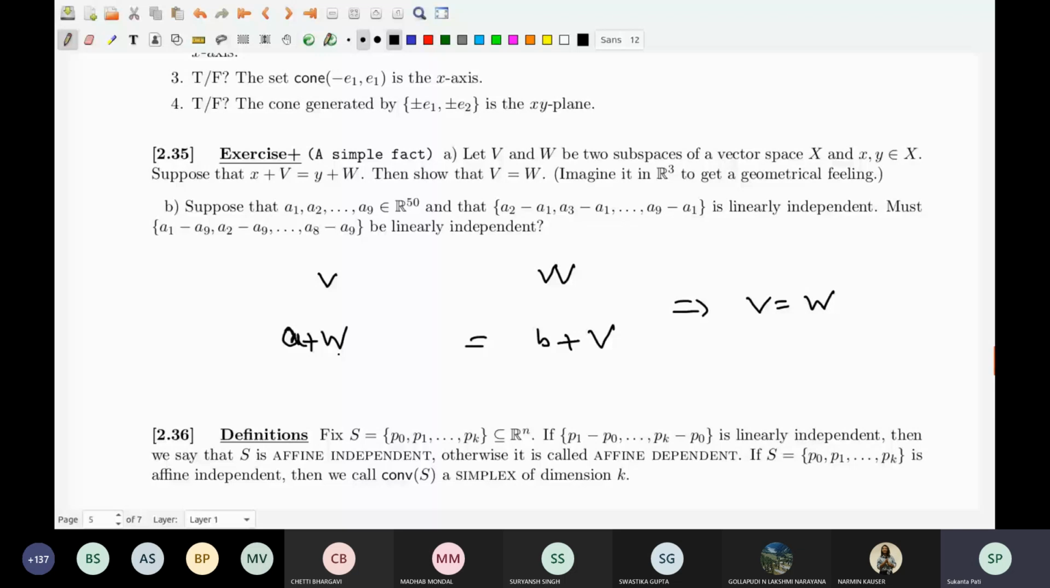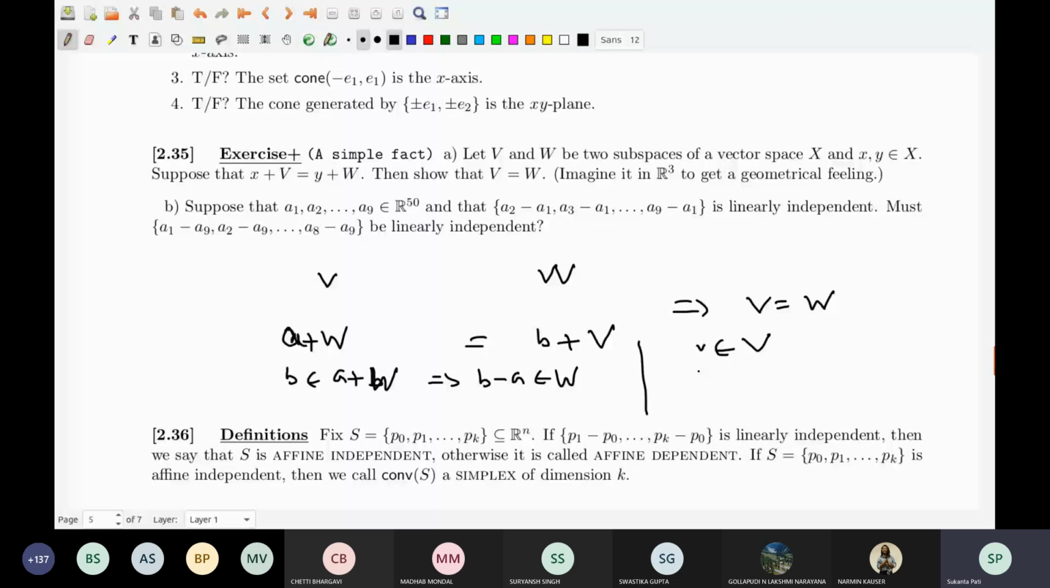If you are given A plus W is equal to B plus V, notice that in that case, B belongs to A plus W, because zero is available in V. So that will basically mean that B minus A belongs to W. Now I want to say V is a subset of W. Let small v be one element in V. So in that case, B plus small v belongs to B plus capital V.